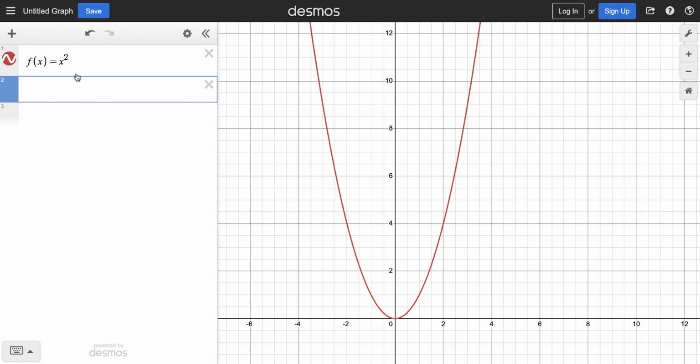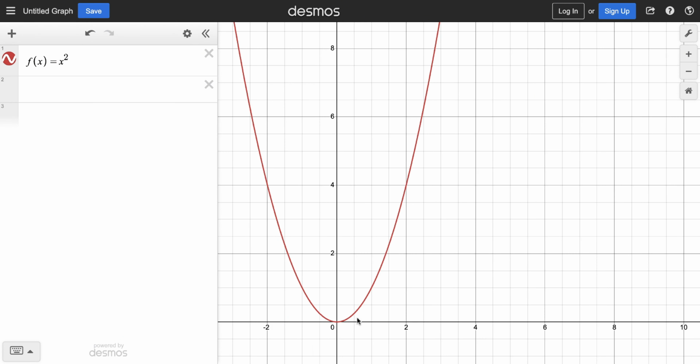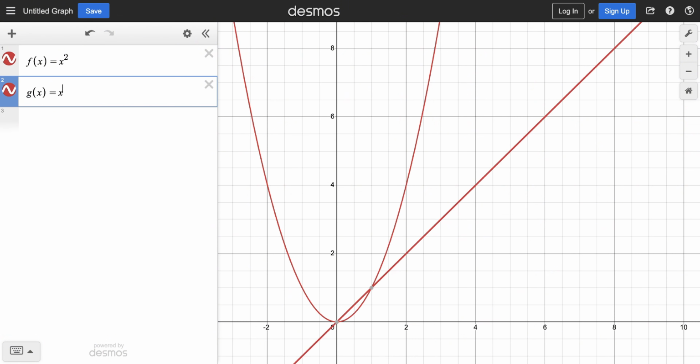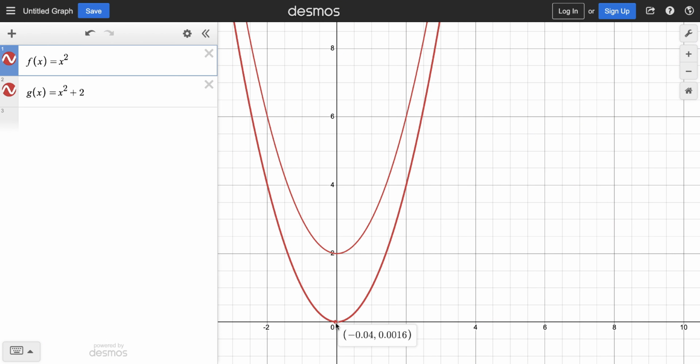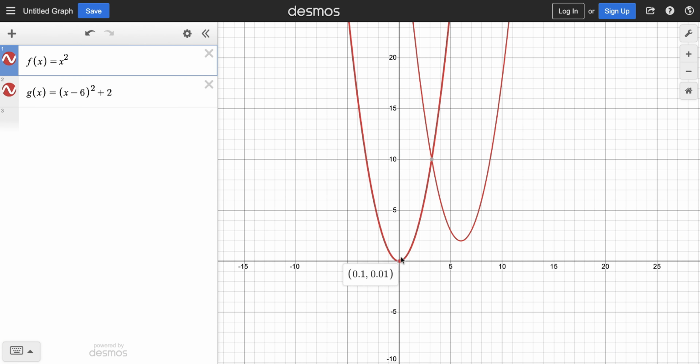So you can move f of x equals x squared up, down, left, and right in any sort of combination. If I wanted to move my function 6 units to the right and 2 units up, we know that adding 2 to the end of the function moves it up by 2. And on the inside of our function, if I wanted to move it 6 units to the right, I would just subtract 6. And boom, that's our resulting transformed function.